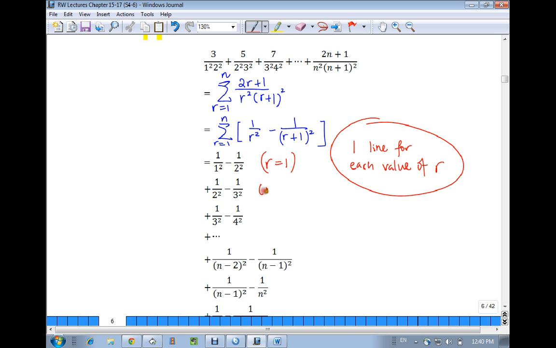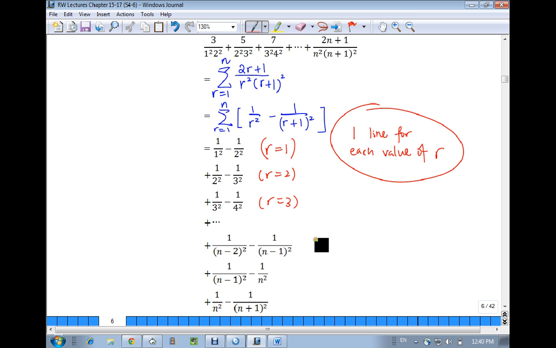So when r equals 2, you write in a new line. R equals 3, I write in a new line. And don't forget to write the last few terms. You not only write the first few terms, you also write the last few terms, which means I substitute r equals n minus 2, r equals n minus 1, and r equals n. I'm not going to elaborate how I get all these terms. You substitute, you will know. Not difficult.